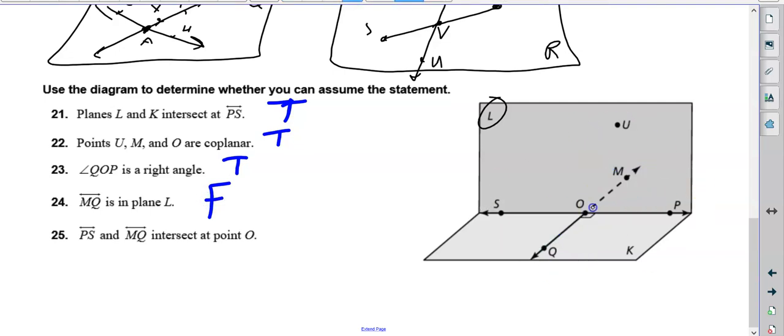And last but not least, PS, which is right here, and MQ intersect at point O. Well, that's that point right there, so that is true. And that's it. Good luck.